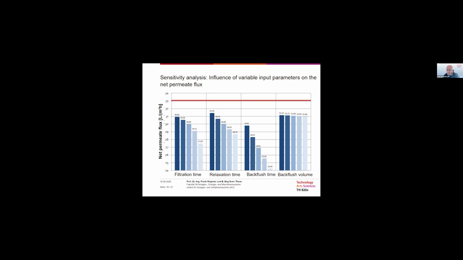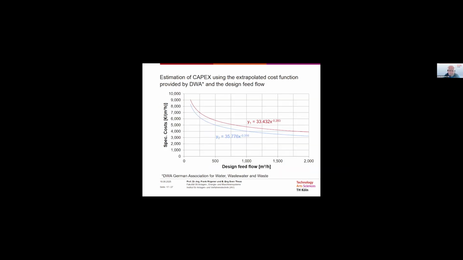What we saw is that the backflush volume itself does not have a very big influence on the net flux. From the German Association for Water, Wastewater and Waste, there is a compilation available concerning the specific costs of such a membrane plant as a function of the design feed flow. You can see the design feed flow is quite small.